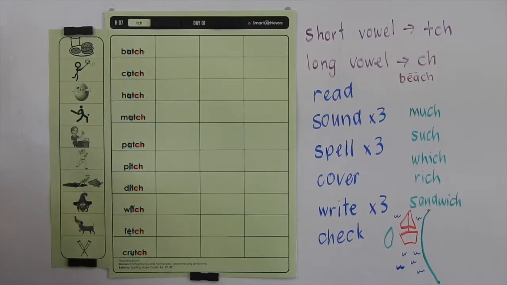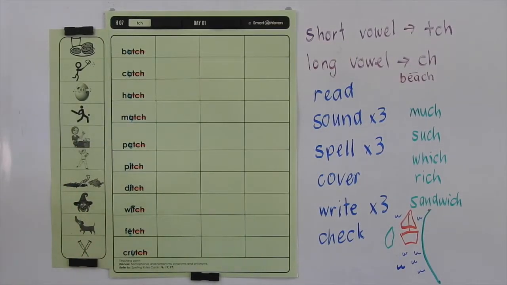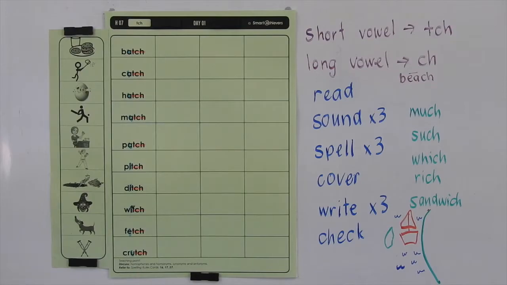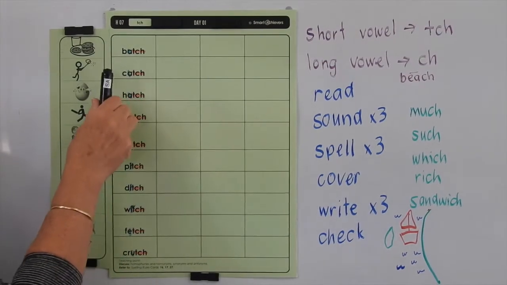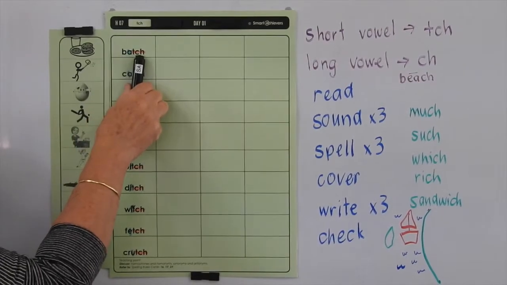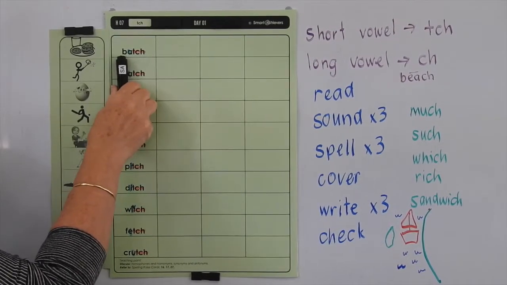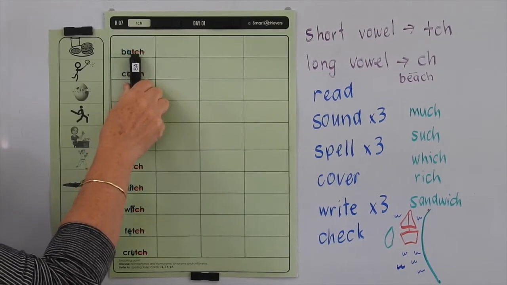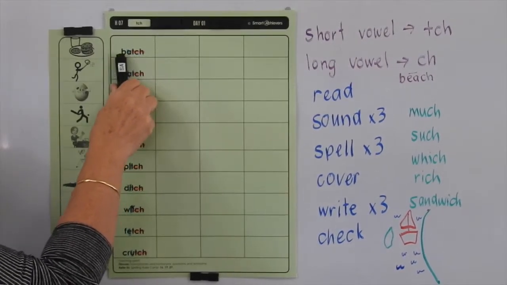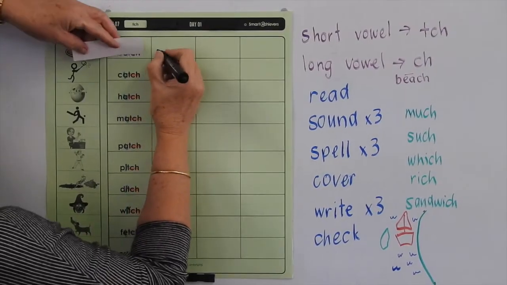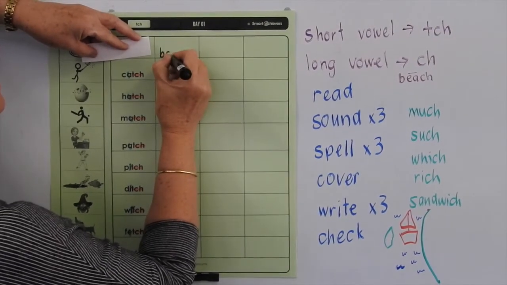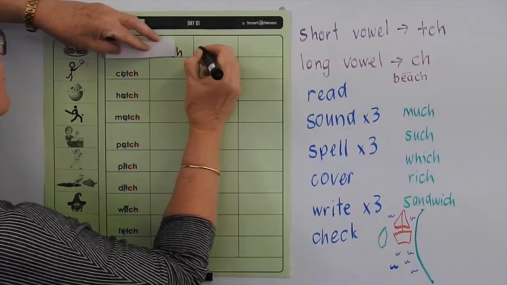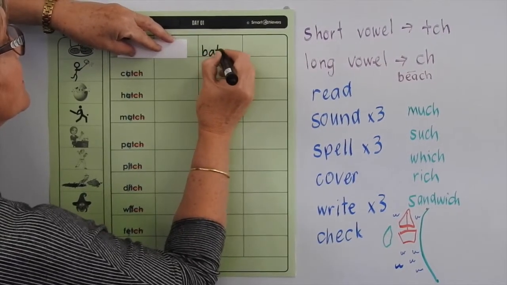So let's read the words, sound the words, spell the words and write them. We're going to cover them when we write them, so we have to use our brains to think about how to spell them. So, batch, b-atch, B-A-T-C-H. Cover it and write it 3 times.